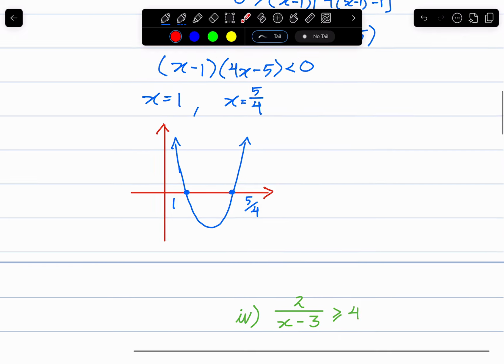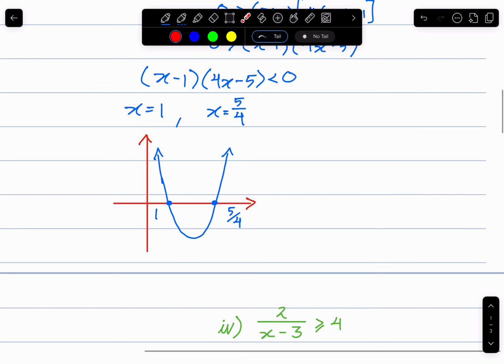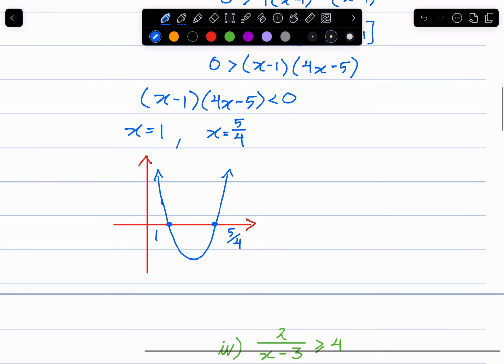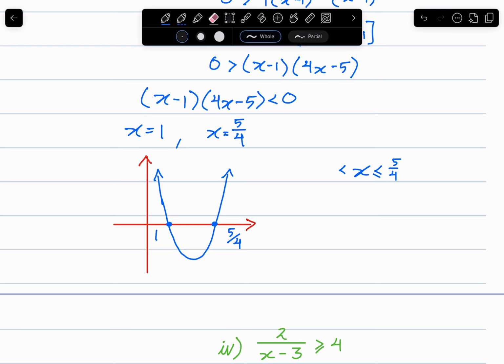Now it's asking, where is this parabola below a y value of 0? As you can see, in between these two points, we get that y value less than 0. So the answer to this is going to be x is less than 5 on 4, and greater than 1. And that is our answer to this.